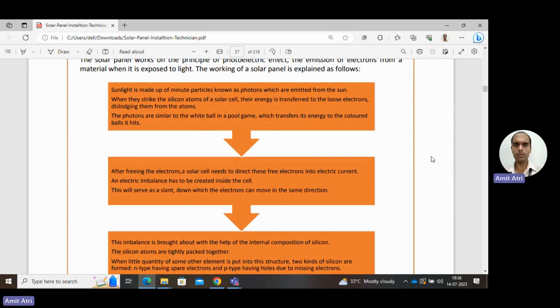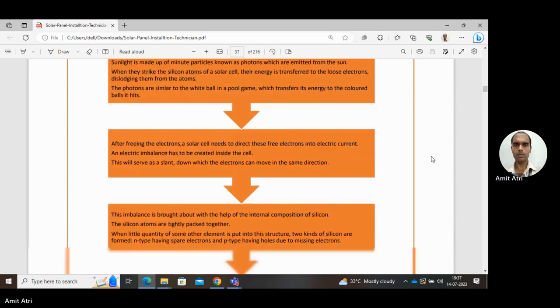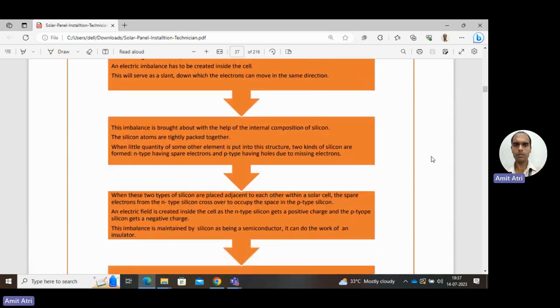After freeing the electrons, a solar cell needs to direct these electrons into electric current. For that, an electric imbalance should be created inside the cell. So there will be an electric imbalance and then the electrons will start flowing, which will constitute the current. Now how do we create this imbalance?